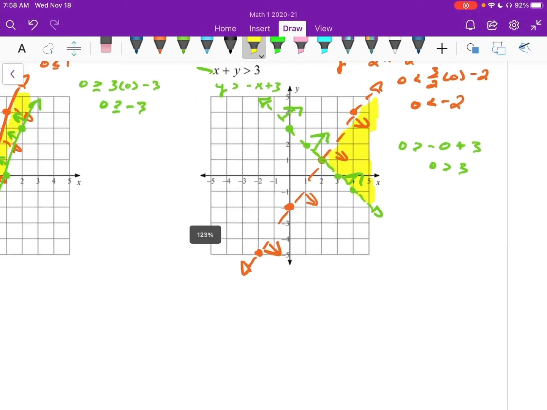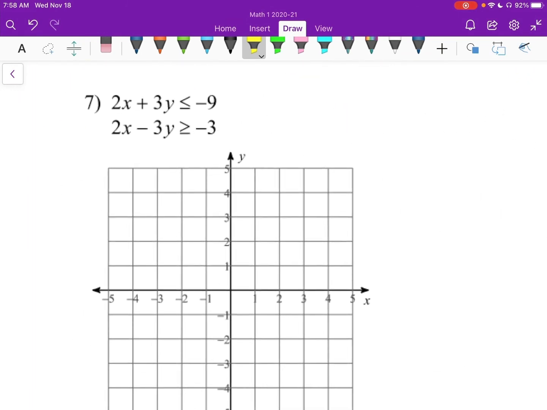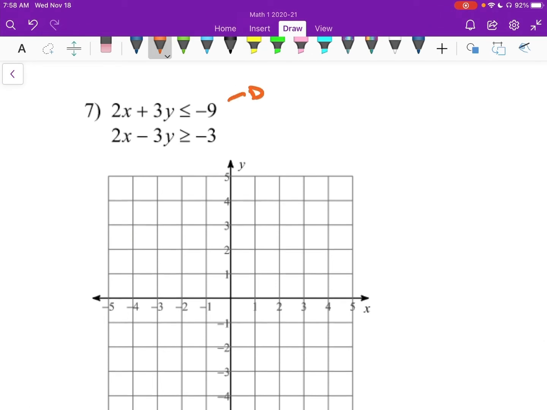All right, there's number 6. Moving on to number 7. We'll take the orange one first, the top one. I'm going to subtract 2x to the other side. So I'll have, well, 3y is less than or equal to negative 2x minus 9. I'm going to divide by 3, so I'll have, well, y is less than or equal to negative 2/3 x minus 3, right? 9 divided by 3 is 3. So I can graph this now.